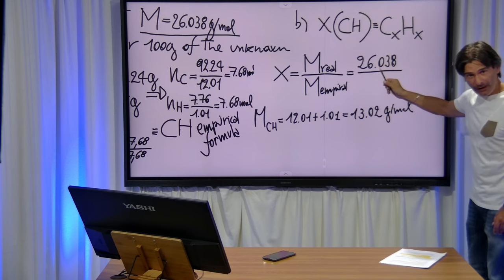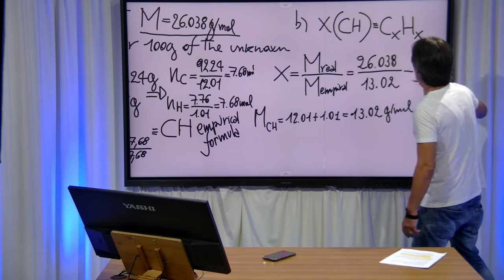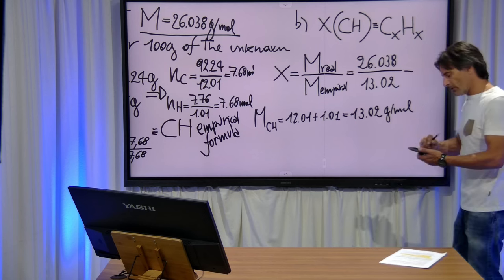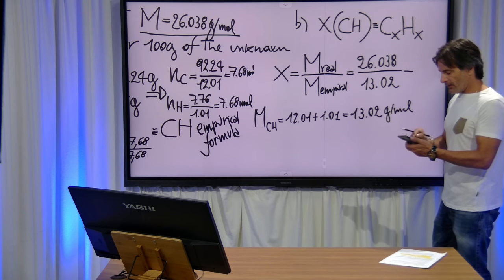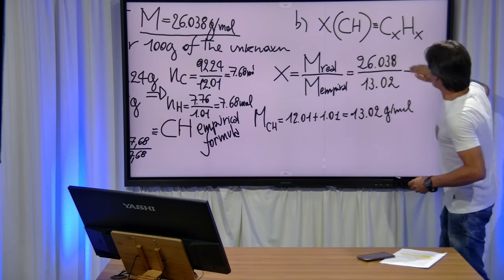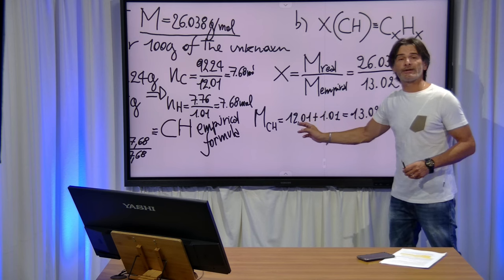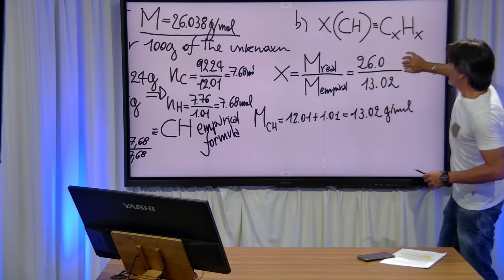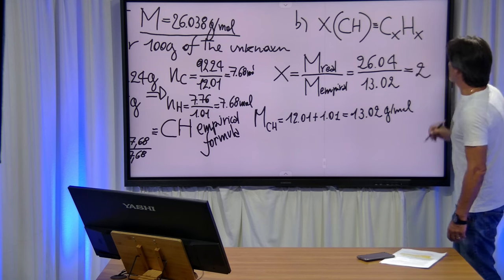This is the real value, divided by 13.02, equal to 26.03 divided by 13.02. I was thinking it's not necessary to do exactly this calculation, because I have just used two decimal places of approximation, so this real mass I directly could write in this way, obtaining clearly 2.